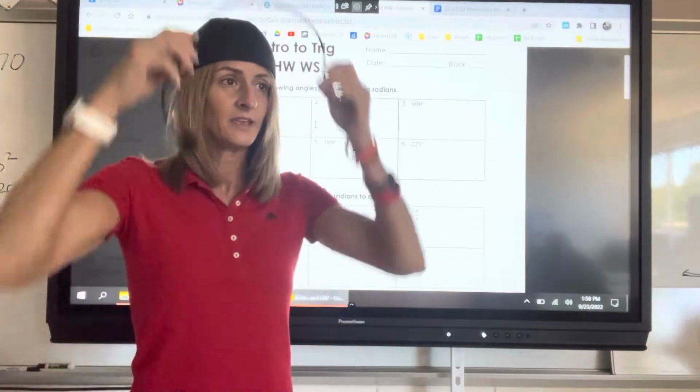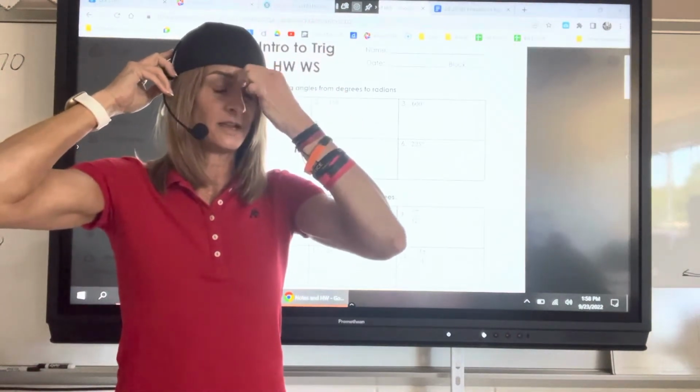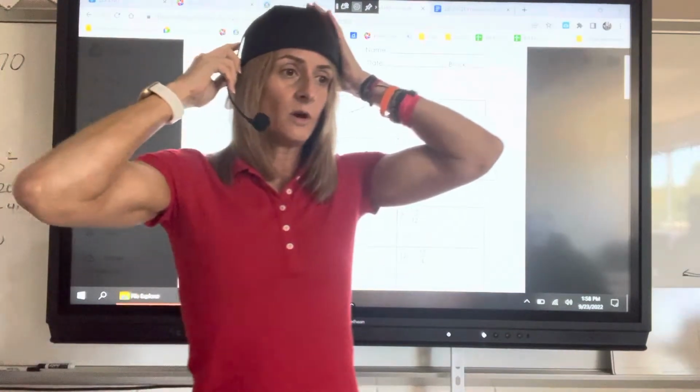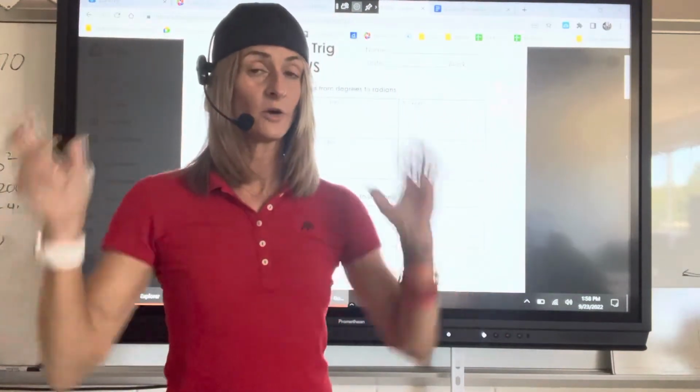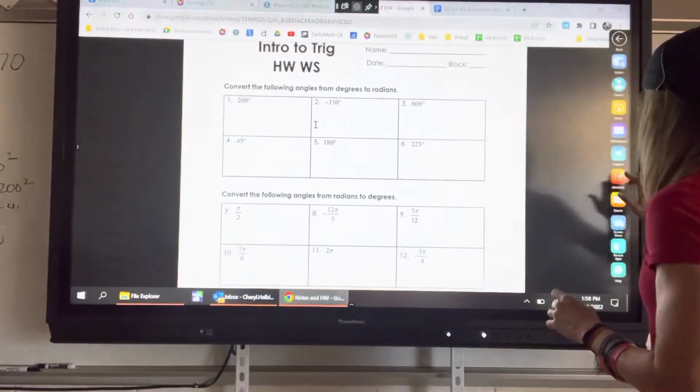Today we are going to be reviewing converting radians to degrees and degrees to radians. And we'll see how far we get if we can do reference angles. So we'll go ahead and start.